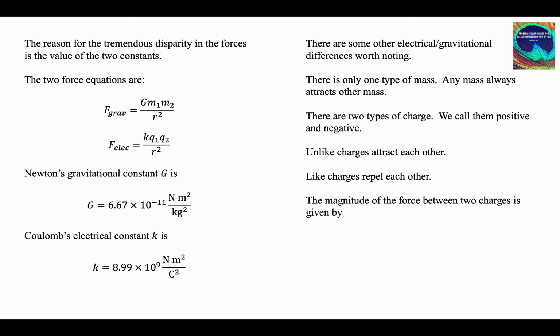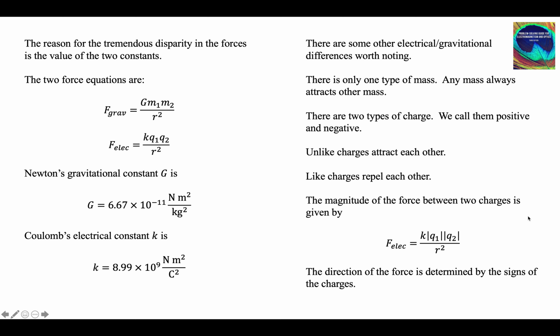The magnitude of the force between two charges is this equation, and I've put absolute value signs around the Q's because all I care about is the magnitude of the force. I know which way the force is going because like charges repel, unlike charges attract. I don't need that equation to tell me the direction of the force. I can look at the signs of the charges and figure out the direction of the force. I use this equation to tell me how big the force is. And the force is proportional to the constant times the magnitude of the two charges divided by the distance between them squared. So let's see how this works.